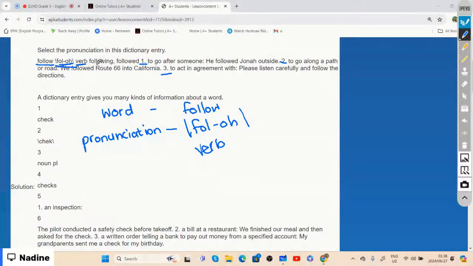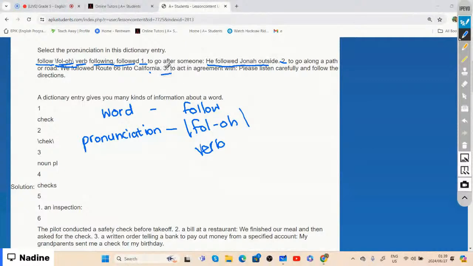Or let's say this verb is following or being followed. Here we have three meanings of follow. The first is to go after something, and they're giving us an example of it. The second one is to go after along a path or road, and here they're giving us an example: We followed Route 66 into California.